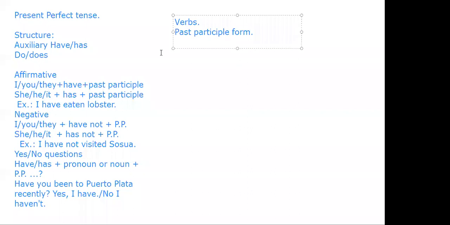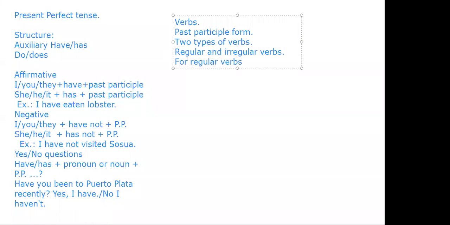So past participle form. We have two types of verbs, regular and irregular verbs. For regular verbs, the past participle and the past form are the same. You see? Regular verbs are lovely. They are something else. Because we don't need to work on that. It's pretty simple. The same rule that I use for the verbs in past, I'm going to use for the verbs in past participle.